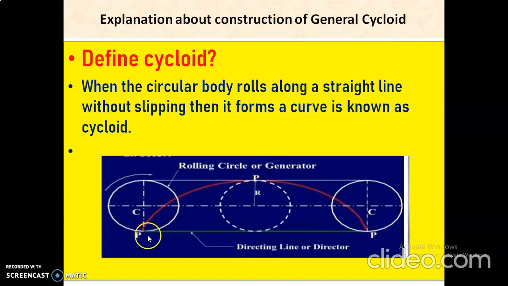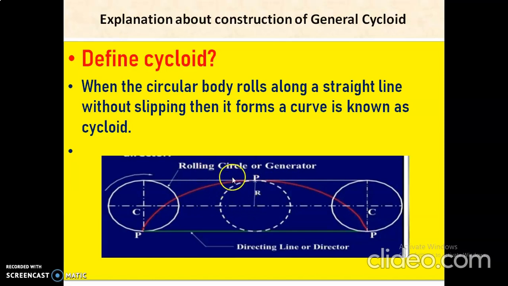So we got 3 points, P1, P2, P3. If we join these 3 points, we get the cycloidal curve. This is how we get the cycloid curve when the circular body is rolling along a straight path without slipping. I hope you understand.